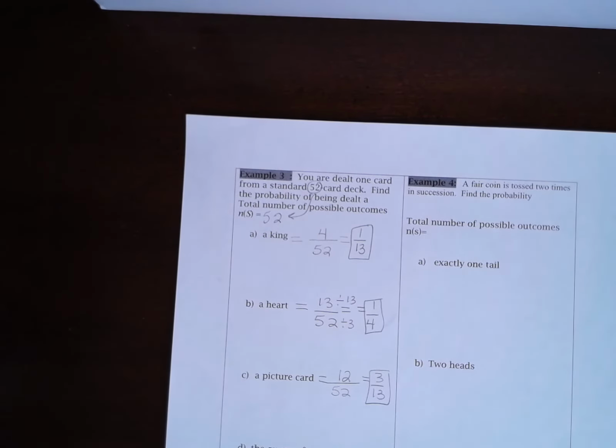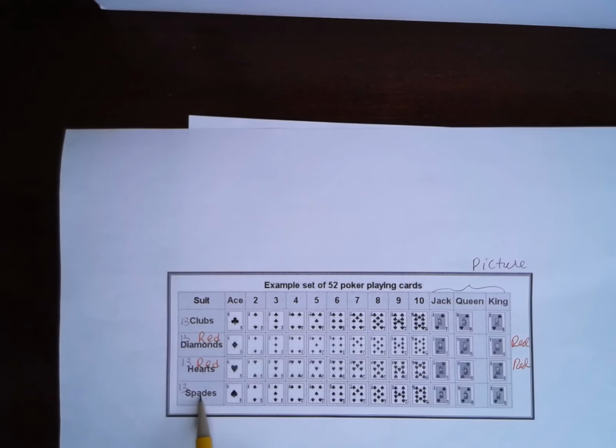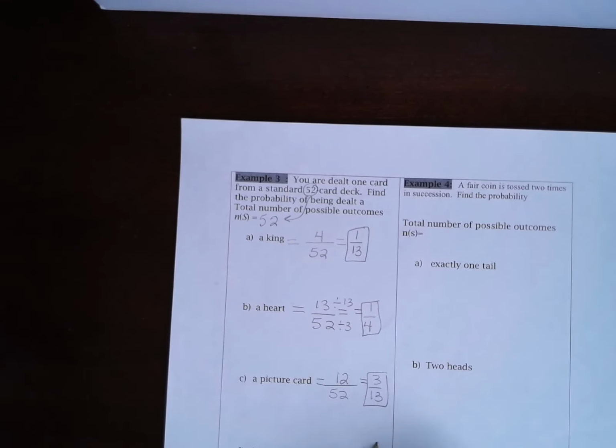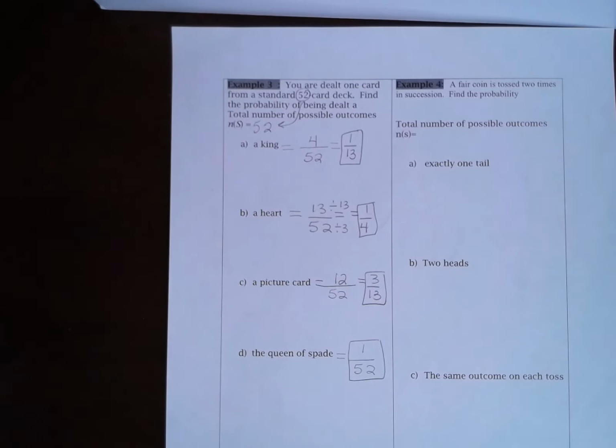Okay. Then on the next one, it says the queen of spades. So again, my denominator will continue to be 52. And the queen of spades. Queen and then spade is the last one here. So it's this one right here. This is the queen of spades right here. Only one card is the queen of spades. So it's only one card out of 52. It is already in its simplest form, so we don't have to simplify that fraction anymore.